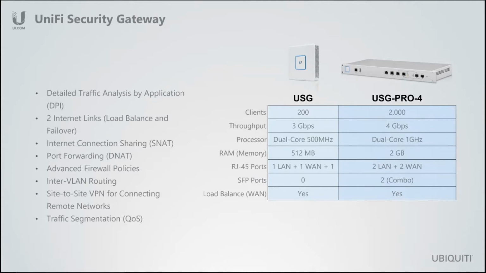And both the routers also support load balancing, that is weighted load balance and failover. DPI is kind of a software thing which provides you details about all the websites that have been visited and the amount of data that was consumed while visiting each and every website.